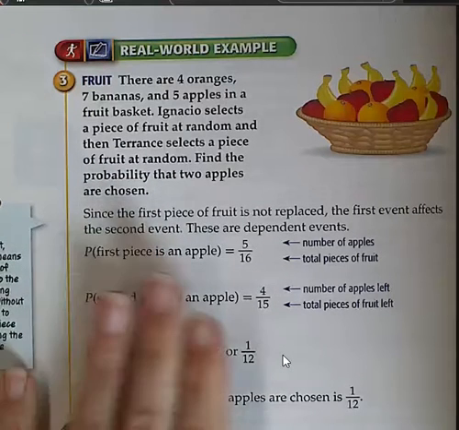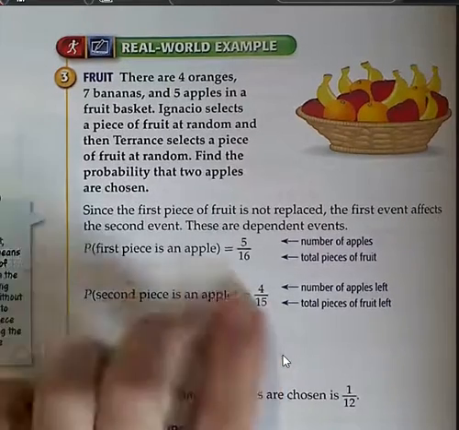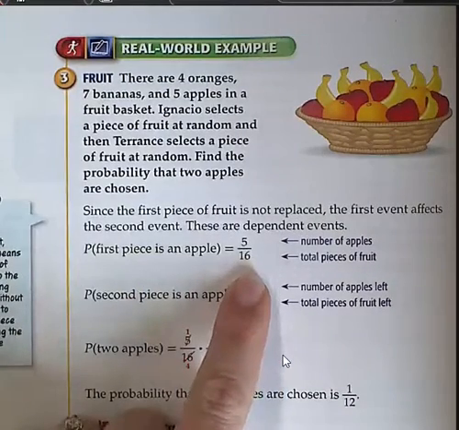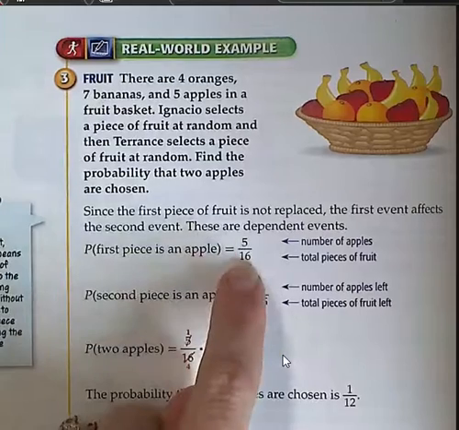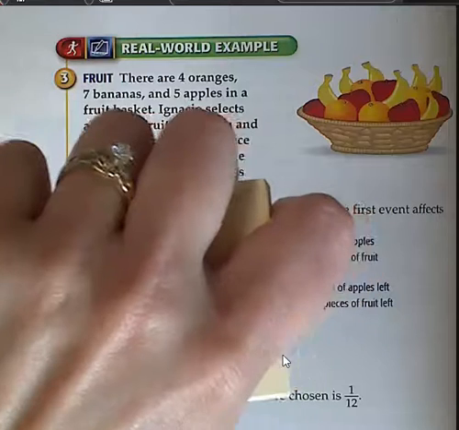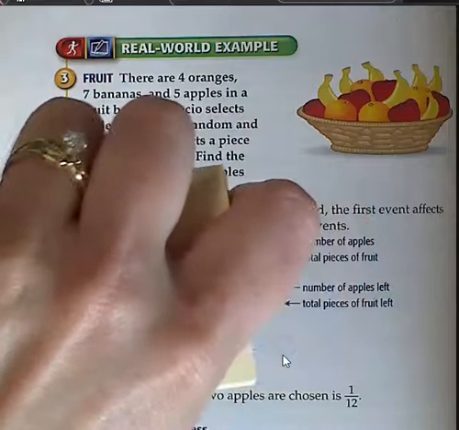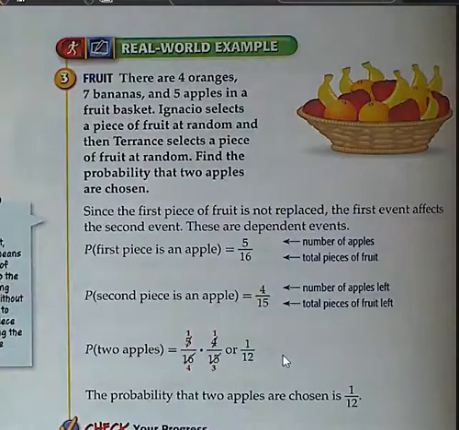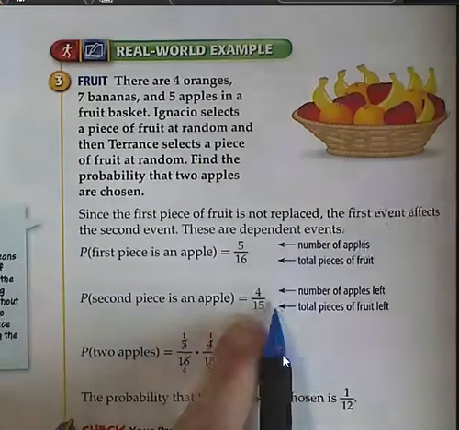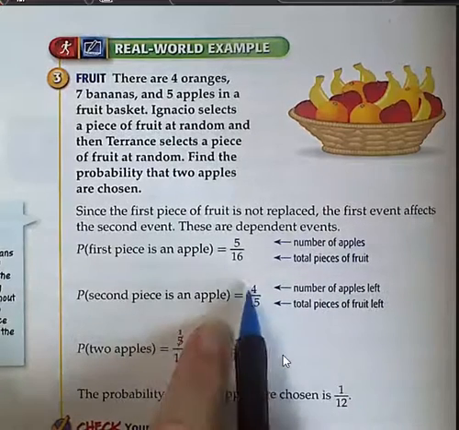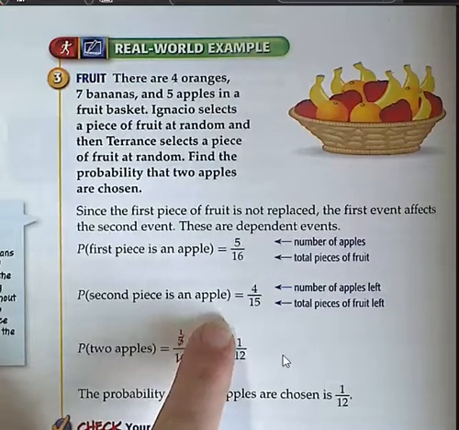So what's the likelihood he's going to get an apple the first time? How many apples are there? 5 apples out of how many? Bree said 16, right? So the probability of getting an apple the first time is 5/16. But now Ignacio is hanging on to this apple. How many pieces of fruit are in the bowl now? Only 15 because he's hanging on to one. How many apples are in the bowl? 4. And so this numerator and denominator changed because now there's only 4 apples and now there's only 15 pieces of fruit. What do I do with those 2 fractions to find the total probability?